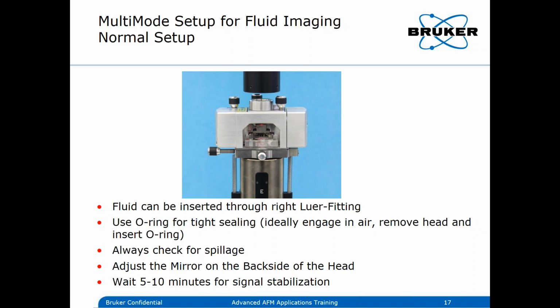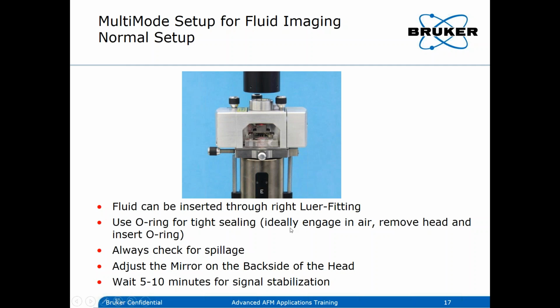What I usually do there is I engage in air in standard settings, and then just instantly withdraw, because then I'm about 20 microns away from the surface. Remove the head, and then I install the O-ring, and then I would fit it from the side. You always have to check for spillage there. The cell itself, except for the fittings, has about 80 microliters volume, so it's not so much. If you have to push in there more than, let's say, half a milliliter, then there's something wrong. You have to look for leakage somewhere.